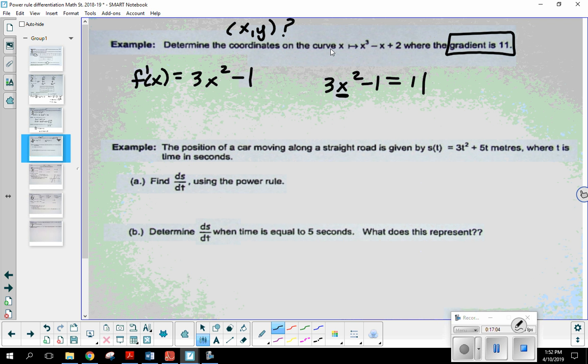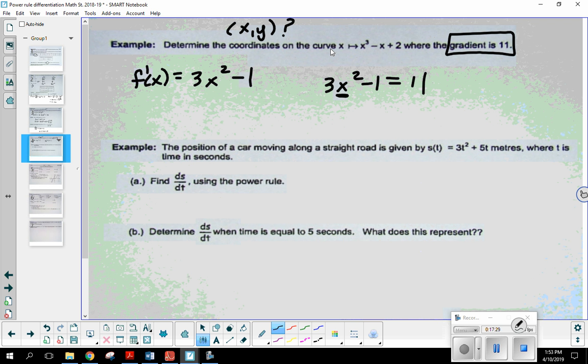So once you get that, if you're feeling ambitious, go ahead and try this last problem here. We're talking about the position of a car moving along a straight road given by s of t equals 3t squared plus 5t meters, where t is the time in seconds. Find the derivative of s in terms of t using the power rule, and then determine the derivative when the time is equal to 5 seconds.